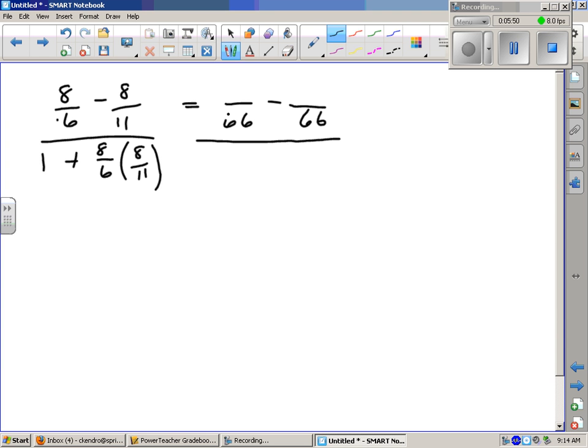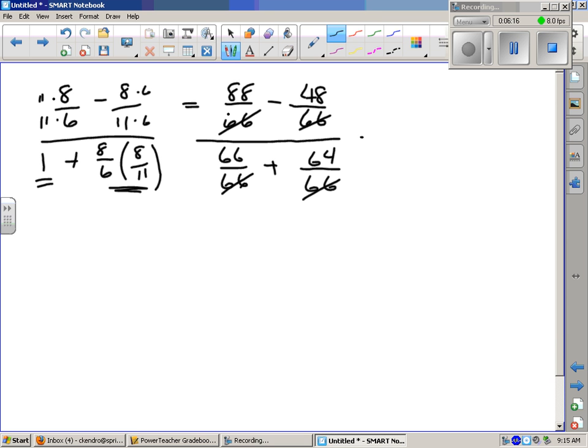So 8, I'd have to times this by 11, so I get 88. 6 times this by 6, so I get 48. On the bottom, the 1 becomes 66. And then these two being multiplied, I'm already going to get 66 when I multiply, so it's just 64 on the top. Now what's nice about getting common denominators now is I can just cancel all of them out. And then 88 minus 48 is 40. 66 and 64 is 130. Cancel out the zeros and you get 4/13.